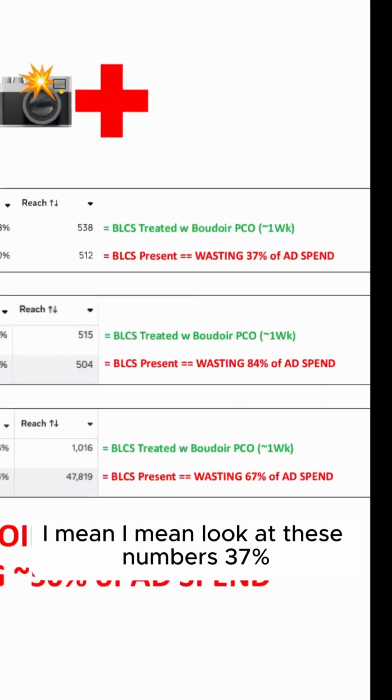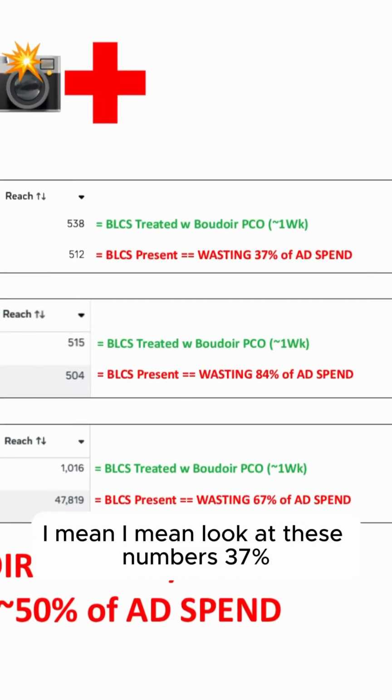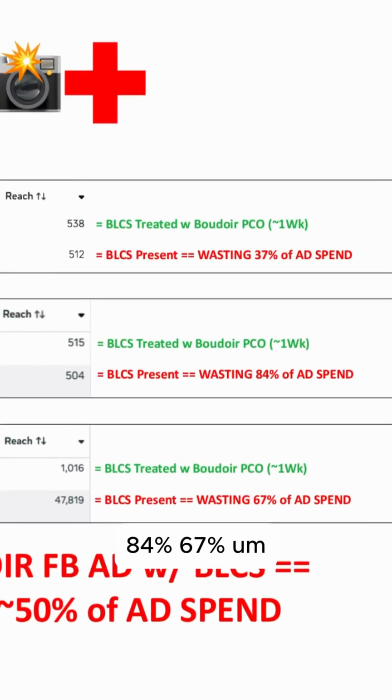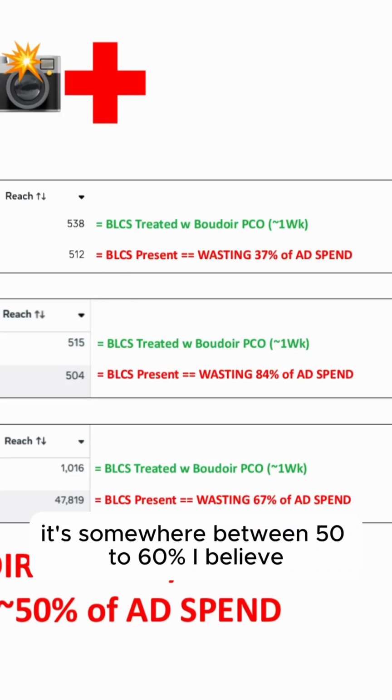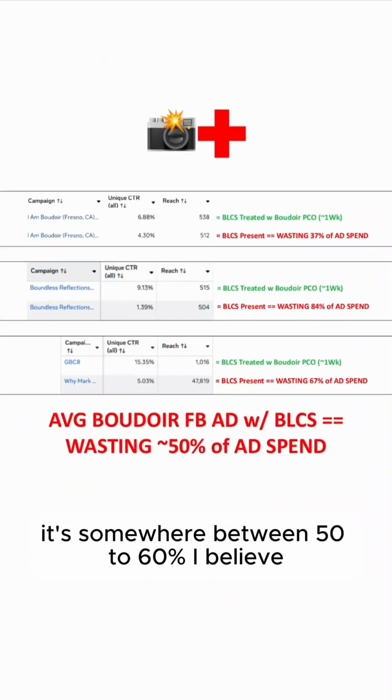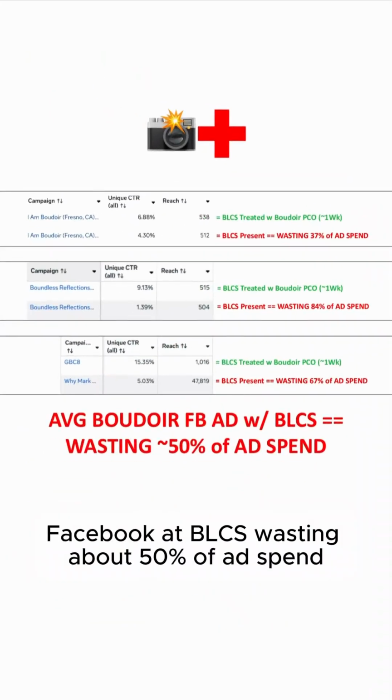Literally, I mean, look at these numbers: 37%, 84%, 67%. Just take the average of those. It's somewhere between 50 to 60%, I believe. So the average boudoir Facebook ad with BLCS is wasting about 50% of ad spend.